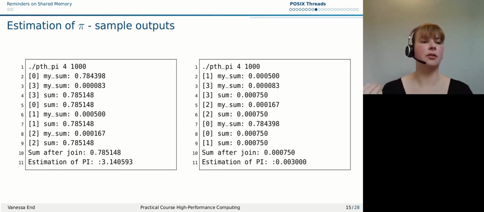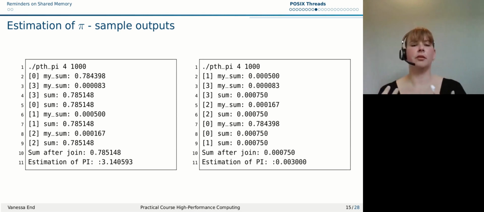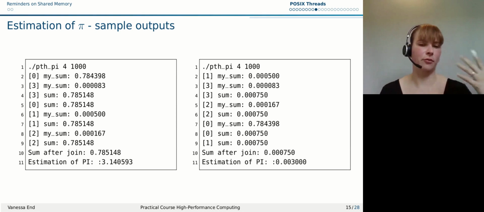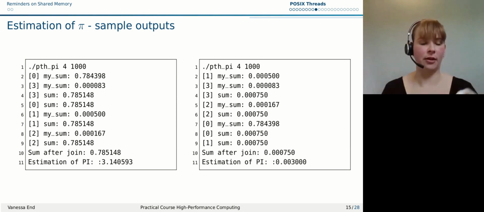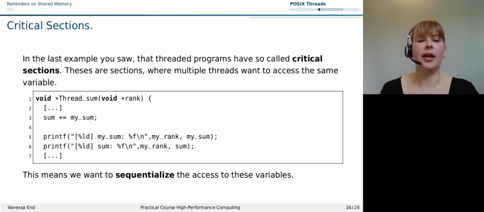I mean, if you're the first thread looking at the global sum and adding your own small mysum part, you can't actually have the same value as the last thread who is adding the nth element. So here are some things that will give us some more food for thought. And those sections where these things can happen are so-called critical sections.